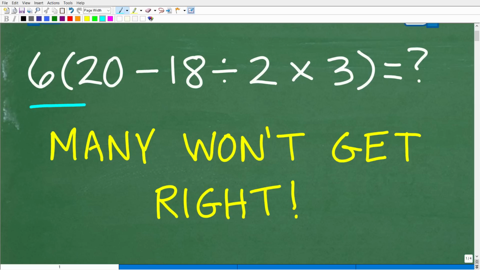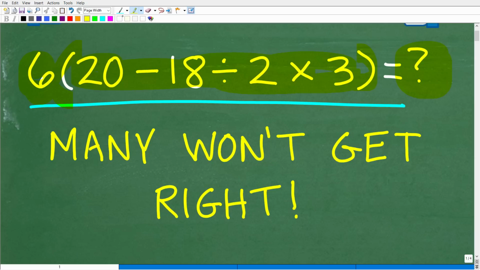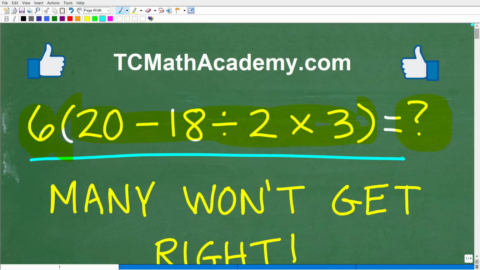And of course, the problem is this. Let me go ahead and read it. It's 6 times parentheses 20 minus 18 divided by 2 times 3 end parentheses. What is the answer? Again, the only rule here is no calculator. If you can figure this out, go ahead and put your answer into the comment section. I'll show you the correct answer in just 1 second.